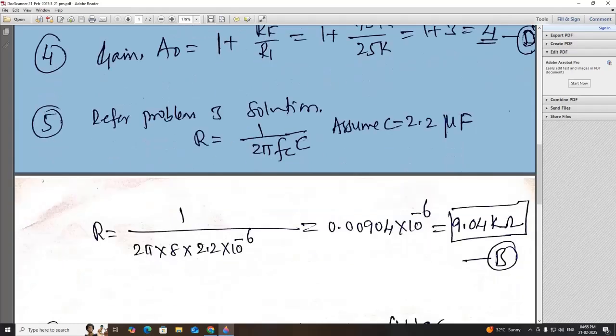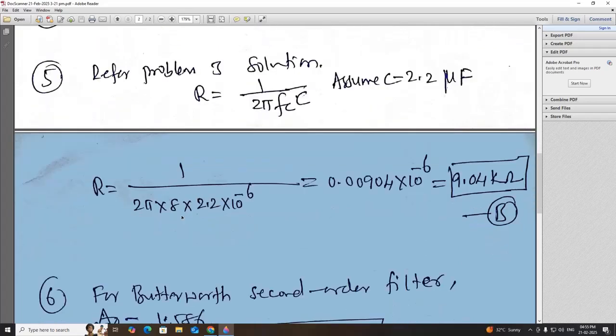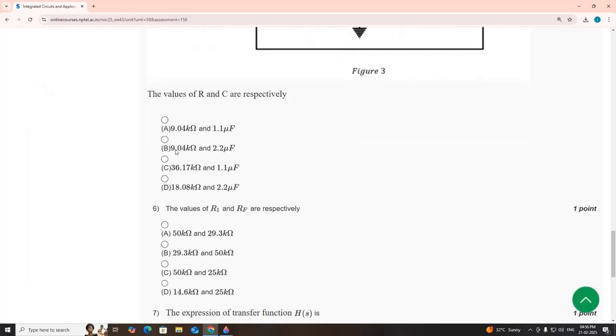For the fifth one, we use the same approach. R is equal to 1 divided by 2 pi Fc C. Assume C equal to 2.2 microfarad, and Fc is equal to 8, just 8 hertz. You will get R is equal to 9.04, which is option B. Fifth is option B.